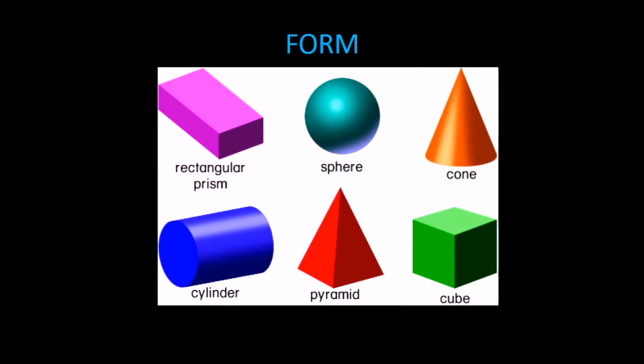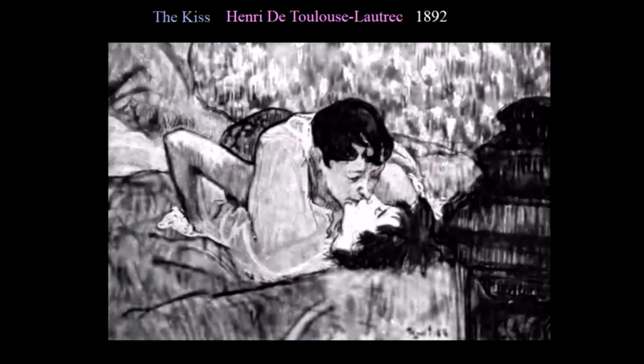The next element, form, is three-dimensional, or the illusion of three dimensions by using shading and perspective. In addition to height and length, as in shape, you also have depth. Let us return to our organic shapes and add the shading. Now it is easier to see The Kiss by Henri de Toulouse-Lautrec.